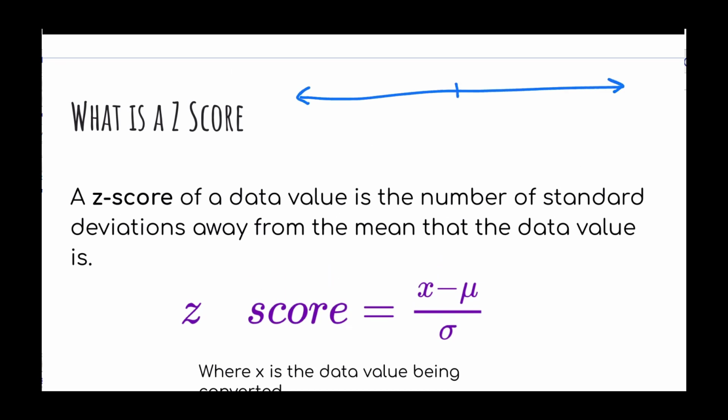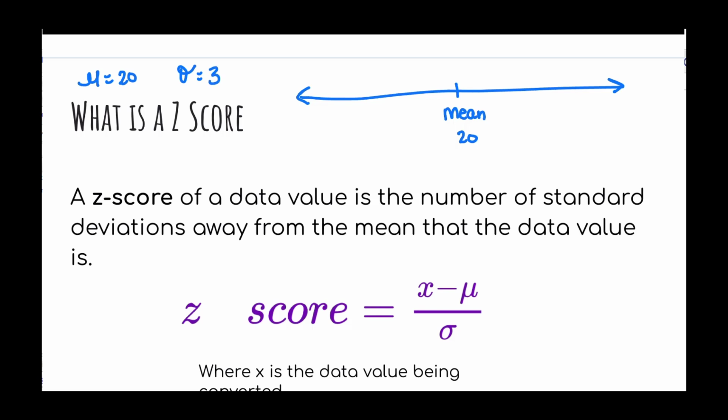And here's the mean in the middle. We'll just say, let's pretend the mean is 20. Just put that up here. The mean is 20. And then we'll say the standard deviation is 3.